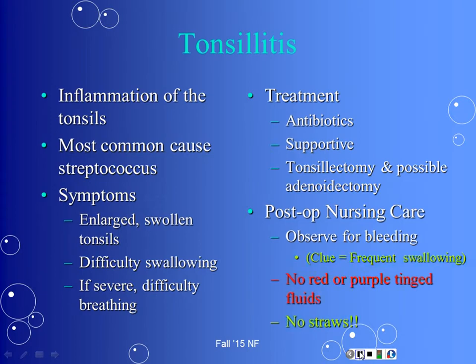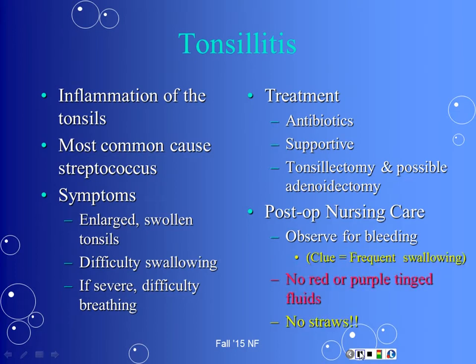Brown, old types of blood. They may have old blood for a couple days, but say a week later, you start to notice that they've got bright red, bloody drainage in their secretions. If they're swallowing frequently, that means the blood's trickling down the back of their throat, so you're looking for frequent swallowing, or bright red kind of blood.